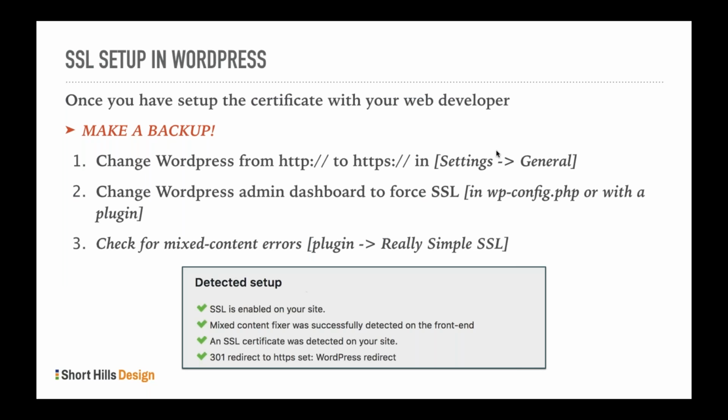These are the steps in WordPress. In general settings, you change to HTTPS. In the admin dashboard, you force SSL. You can use the WP config file or a plugin. I use iTheme Security. It doesn't matter. And again, I use Real Simple SSL to check for mixed content errors.